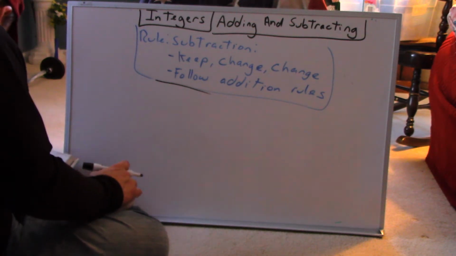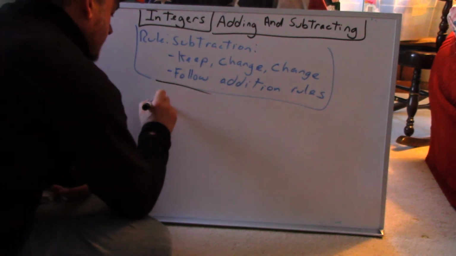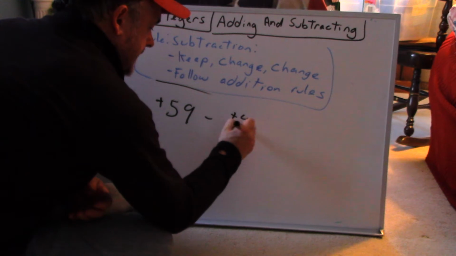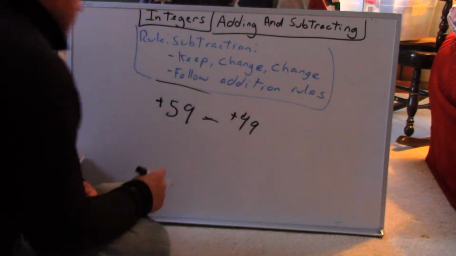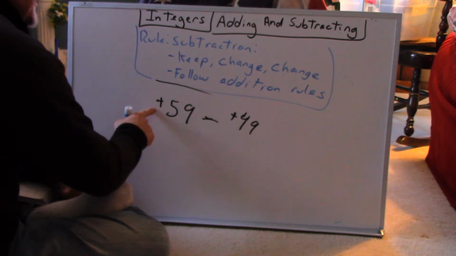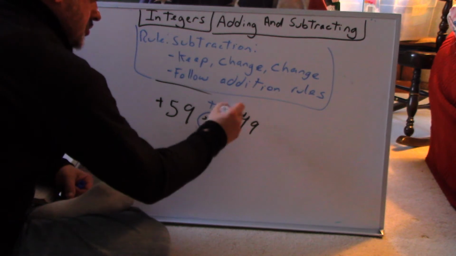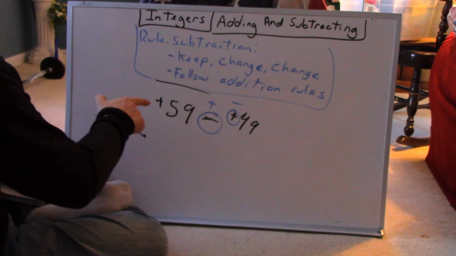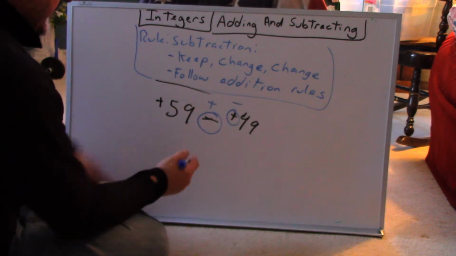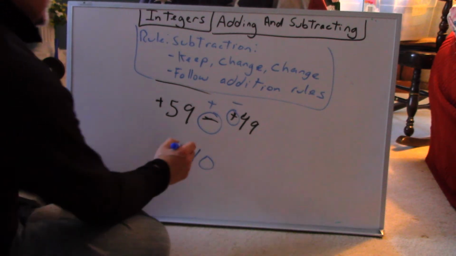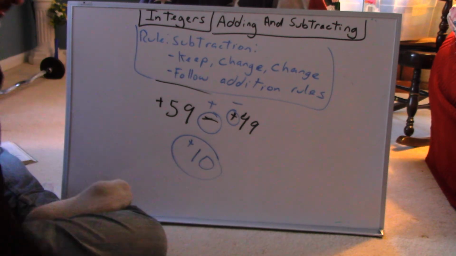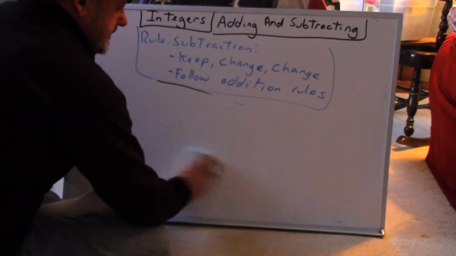Let's see here. One more, and I think we'll call it a day. Positive 59 minus positive 49. Okay. Let me change colors. I like doing that. Keep, change, change. Very good. Positive 59 and negative 49. Subtract and take the sign of the higher number. Well, the difference between 49 and 59 is obviously 10, and the higher number is positive. So it's positive 10.